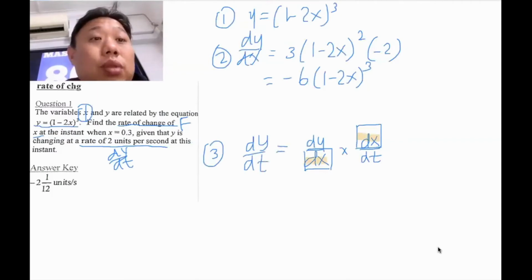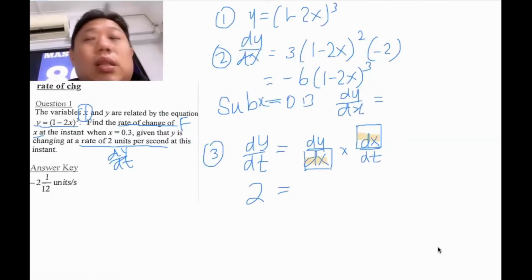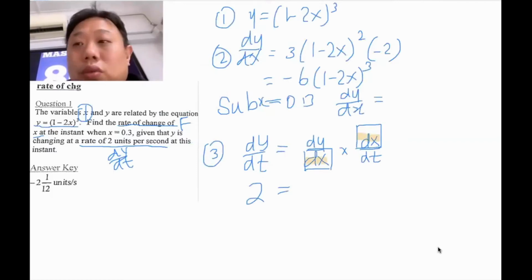Now I put the numbers in. This is going to be 2, but I'm short a number here. So how do you find this gradient of the tangent here? You just substitute x equals 0.3 and key this into your calculator. You are going to get dy/dx in terms of a number, which is noted as the gradient of the tangent.